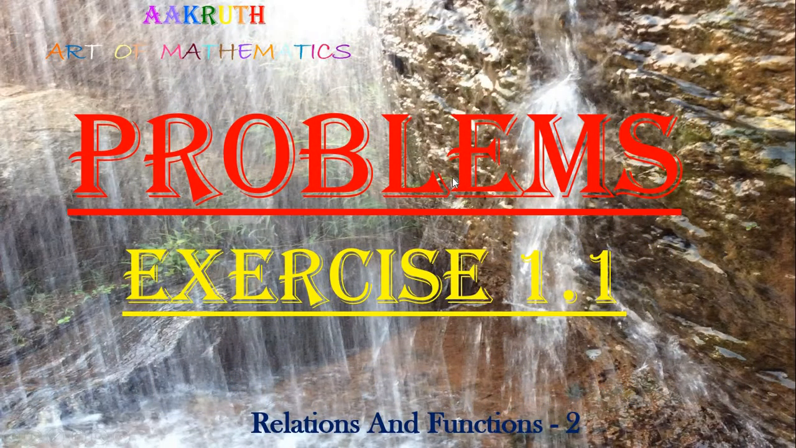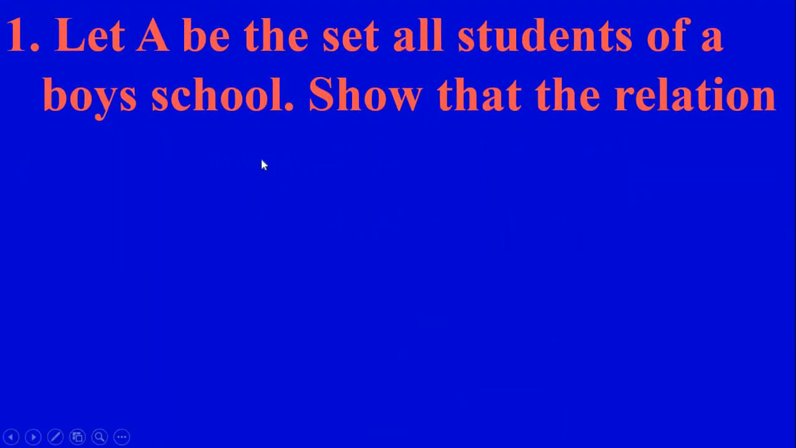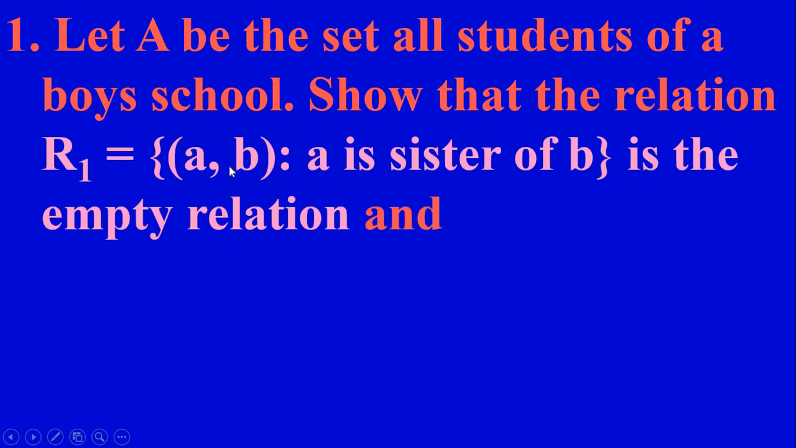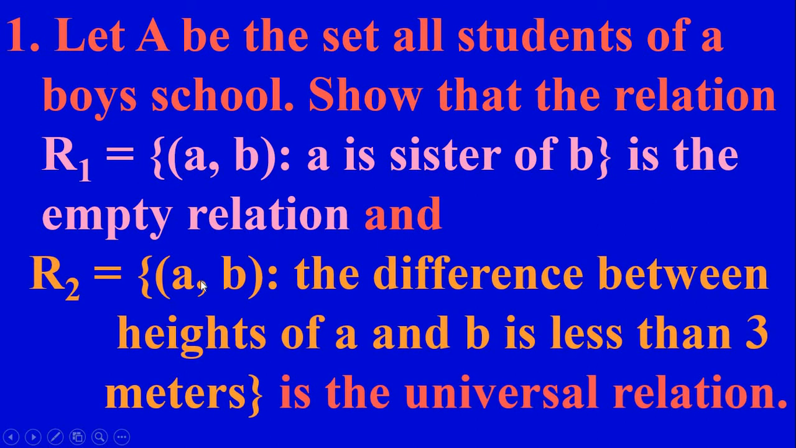So next we discuss some problems. It is from exercise 1.1. First question: let A be the set of all students of a boys school. So here important, it is a boys school. Show that the relation R1, the set of all (a,b) such that a is sister of b, is the empty relation, and R2, the set of all (a,b) such that the difference between height of a and b is less than 3 meters, is the universal relation. So here we have to prove R1 is the empty relation and R2 is the universal relation.